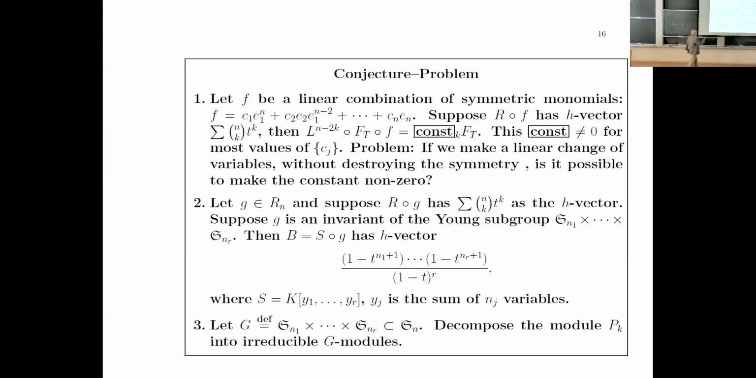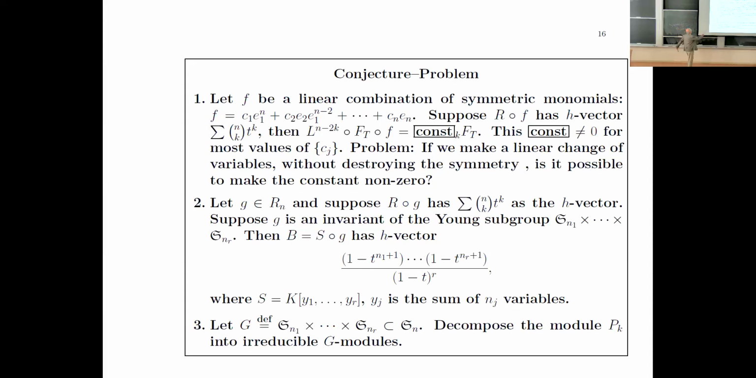Then suppose that this equality holds. And this constant is non-zero for most of the cases, most of the time. But sometimes it might be zero. But even if it is zero, I think I can make a linear change of variables without destroying the symmetry. I think it is possible to make the constant non-zero.